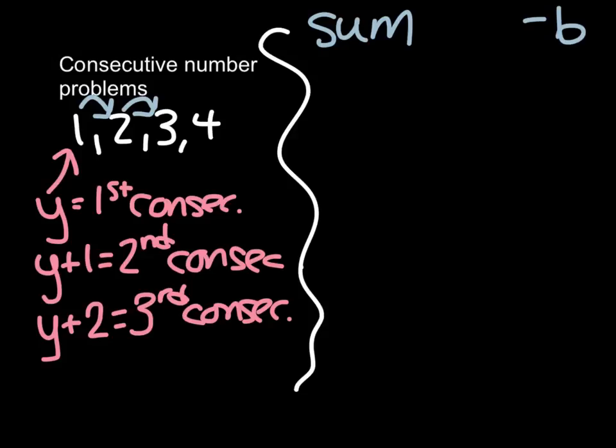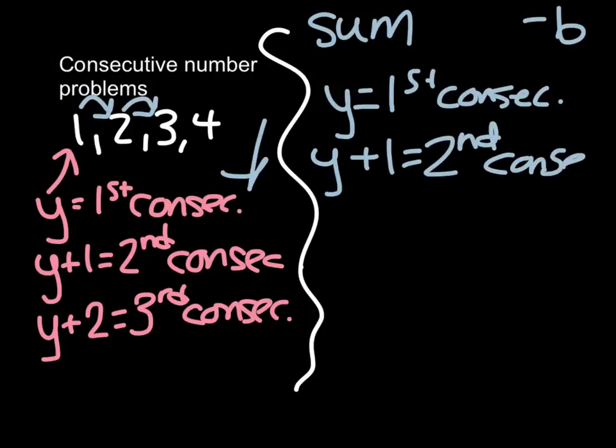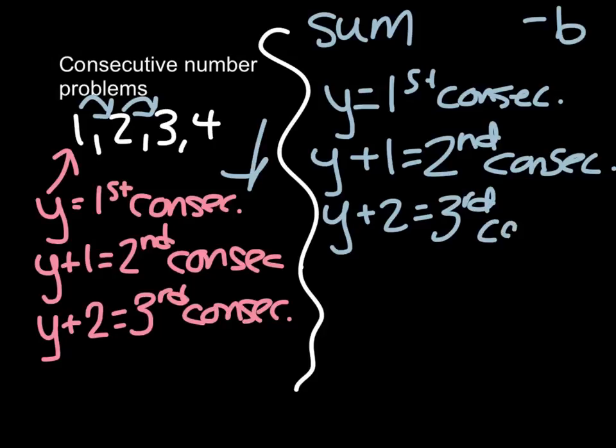So taking what I learned over here, I'm going to do my let statements. Y equals the first consecutive integer. And now it told me I needed how many? I needed 3. Y plus 1 equals the second consecutive integer. And then Y plus 2 equals the third consecutive integer.